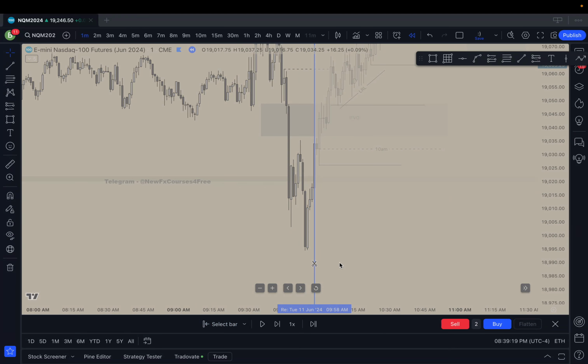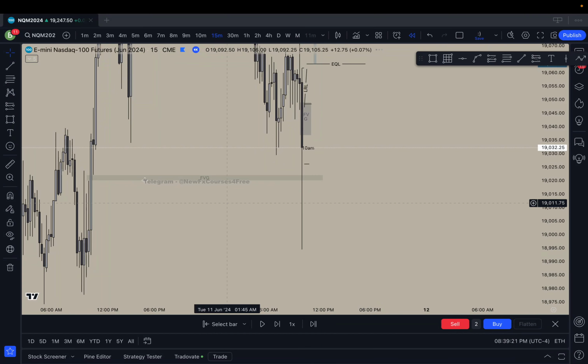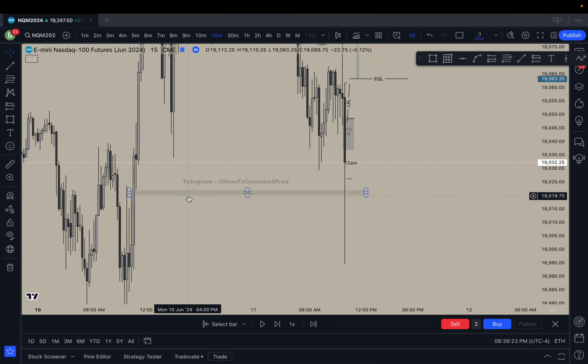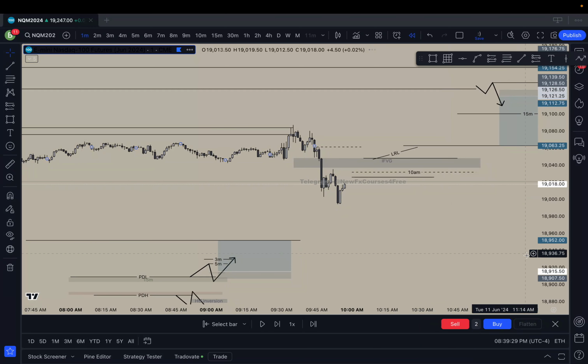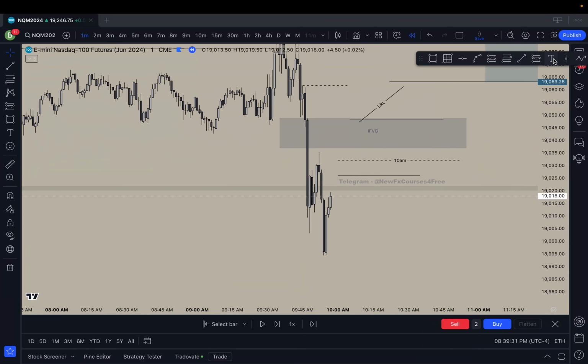What do we do here? It doesn't always have to be a sweep of liquidity. It can also be a bounce from a higher time frame PD array. Unfilled, this is a 15-minute. Our bias is bullish, 4 hour. Okay. Low, high, lower low. You have an unfilled 5-minute right above.